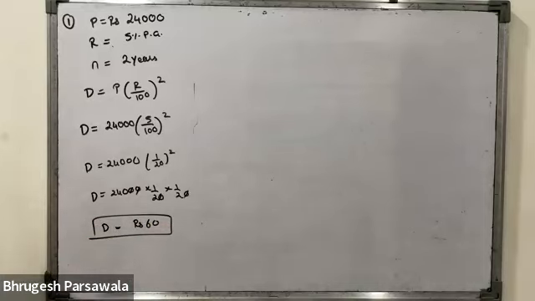I borrowed 24,000 at SI and lent it at CI. In this transaction, Arun gets a gain of rupees 60. Easy sum.